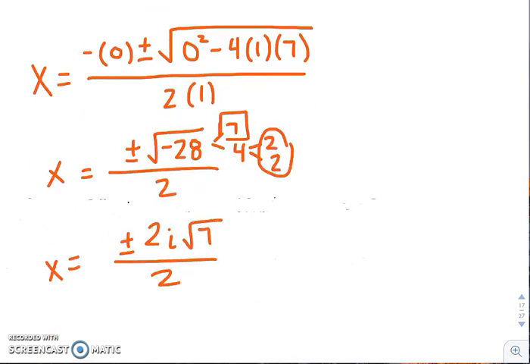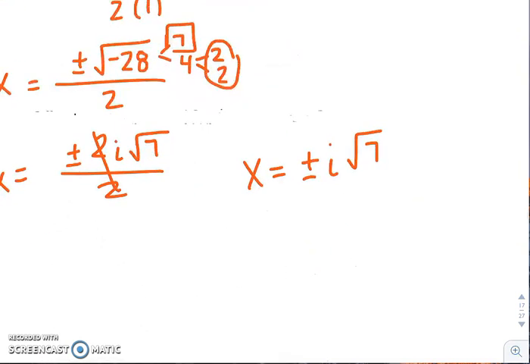So the only thing you guys have to do is just make sure you can't reduce this any further. So if I'm looking at this and I see 2 over 2, 2 over 2 is reducible to just 1. So that is going to go away or become 1. So x is going to equal positive or negative i square root 7. So that's really two answers. That is positive i square root 7 and negative i square root 7.